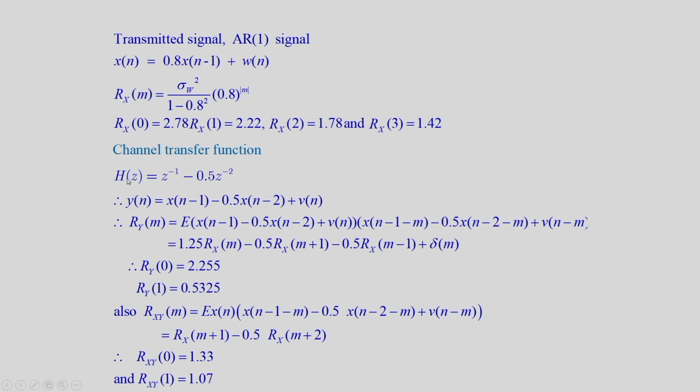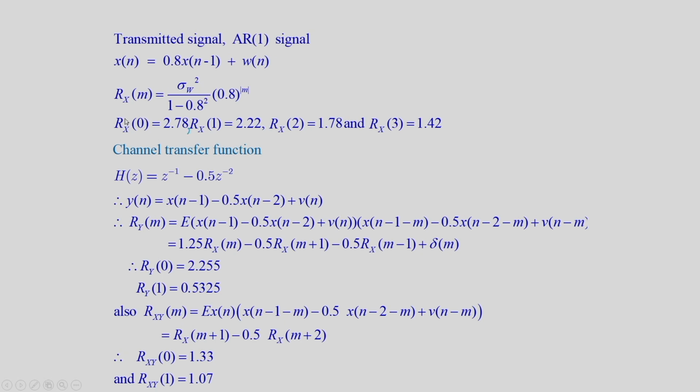Let us solve the problem. The transmitted signal is an AR(1) signal. What is this? x[n] = 0.8 x[n-1] + w[n]. Recall the AR model in our earlier lecture. We know that the autocorrelation function, which was derived from the Yule-Walker equation, is given by Rx[m] = sigma_w^2 / (1 - 0.8^2) times 0.8^m, and here sigma_w^2 is equal to 1.